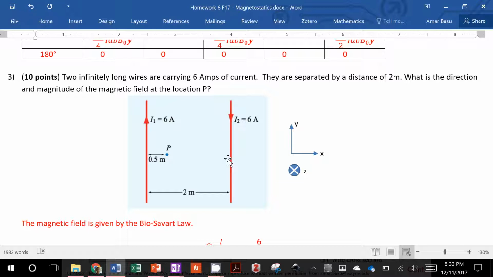When you're doing the Biot-Savart law, thumb is pointing in the direction of current. So let's all look at the left side here. Thumb is pointing up, so the magnetic field is going like this, curving around it. So at point P, is the magnetic field going into the screen or out of the screen? Into the screen. Right. So it's going in the Z direction.